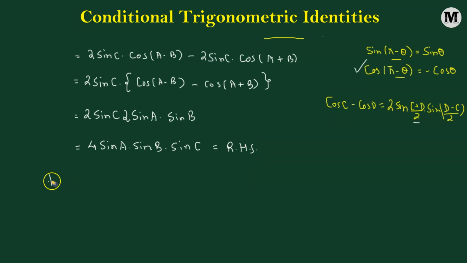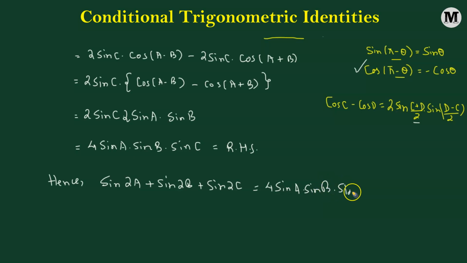So we have finally shown that sine of 2A plus sine of 2B plus sine of 2C equals 4 times sine of angle A times sine of angle B times sine of angle C, and it is true for A plus B plus C equals pi. Hence proved.